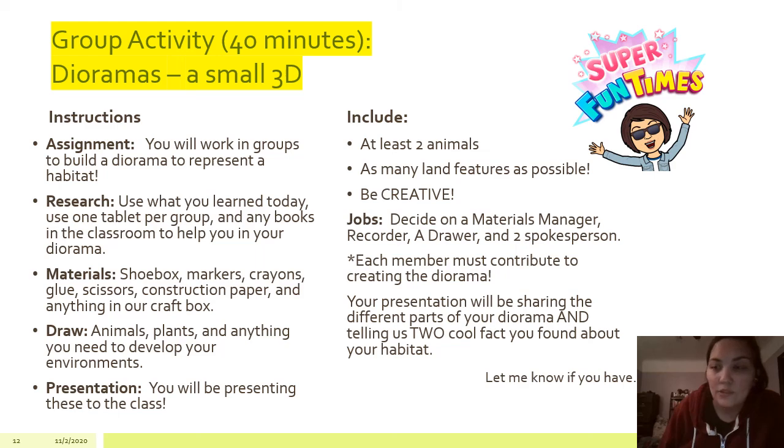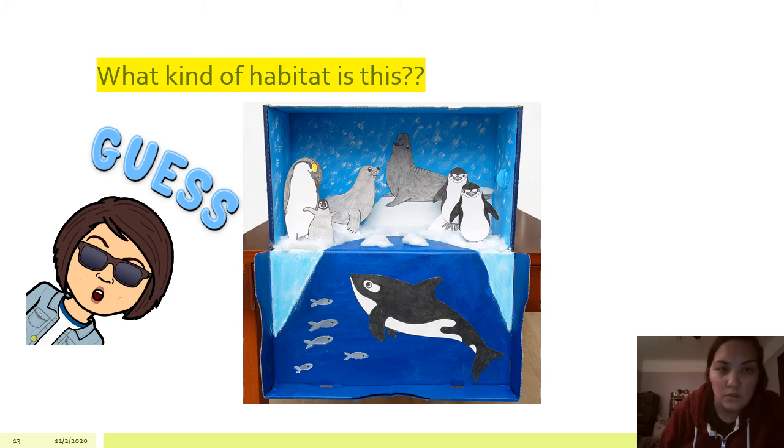We're going to have the time manager start, but I'm going to do one more thing. I'm going to show you a little example here of a student who made one of these before. Can anybody tell me what kind of habitat this is? Yep, that's right. It's the polar region.